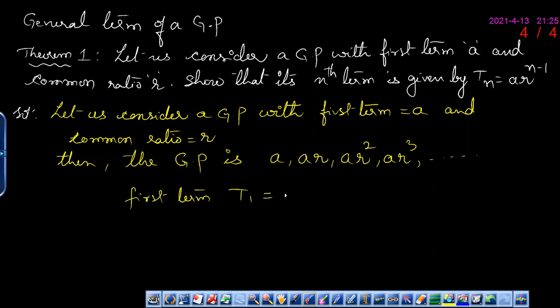First term is A. Can I write the first term as A into R to the power 0? R to the power 0 is nothing but 1, so A into 1 is A. Okay, let us see the second term, T2. Second term is what, Dheeraj? AR. AR means AR to the power 1. Right.